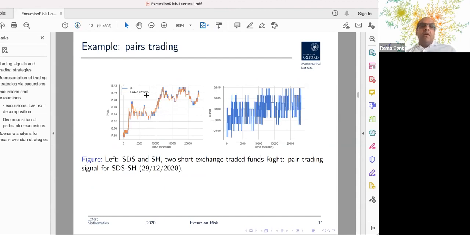As you can see from the graph on the left, this is the result of the regression. You regress SH on SDS to find these coefficients, 9.64 plus 0.67 SDS.